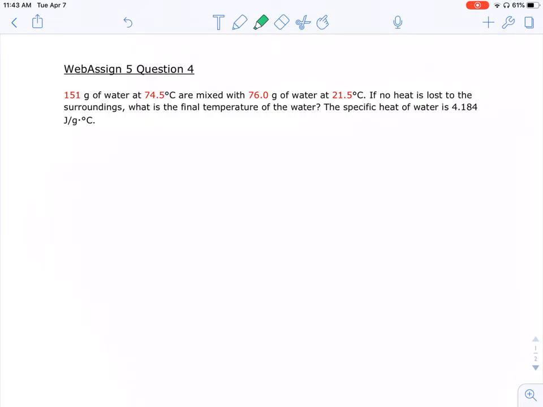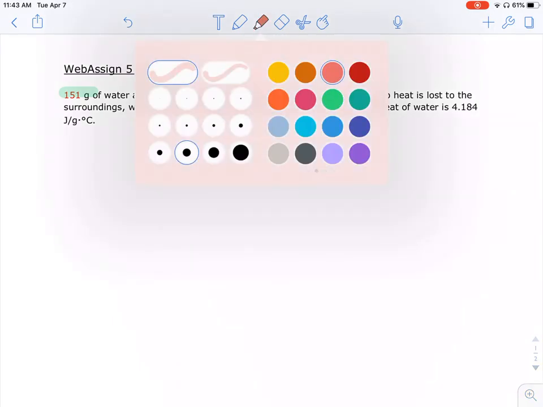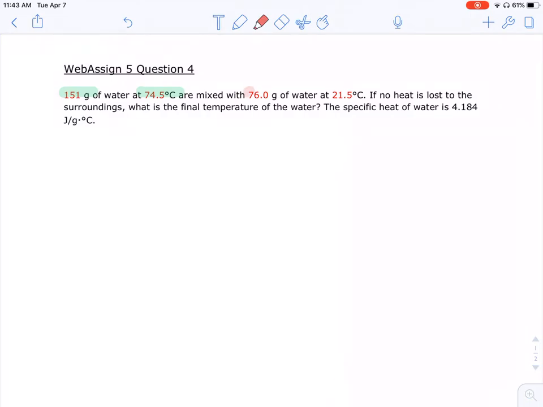To start with, I'm going to highlight in the problem as I go the two different substances. So I have 151 grams of water at 74.5 degrees Celsius. So those two numbers go together. And they're mixed with 76 grams of water at 21.5 degrees Celsius. So that's our other substance in this problem. It's also water, but it's at a different mass and different initial temperature, so it's like our second substance.